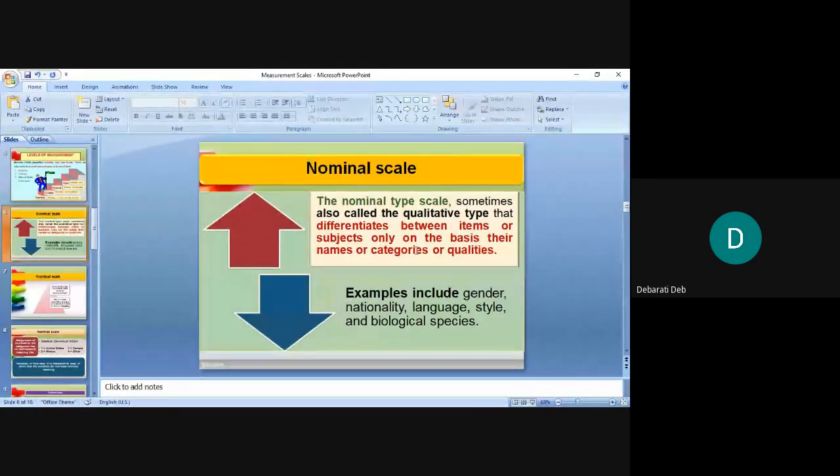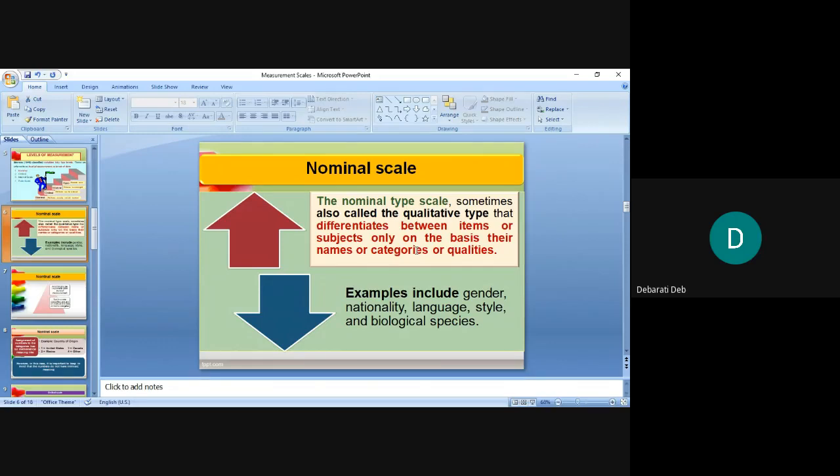Nominal, first nominal scale. Nominal scale is the weakest one and only naming is done. So nominal type scale, sometimes also called the qualitative type, differentiates between items or subjects only on the basis of their names or categories or qualities. For example, gender, nationality, language, style, and biological species.